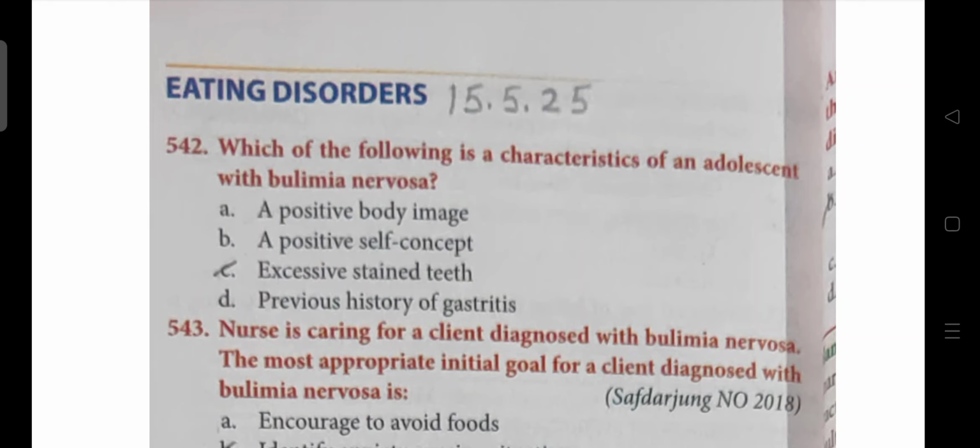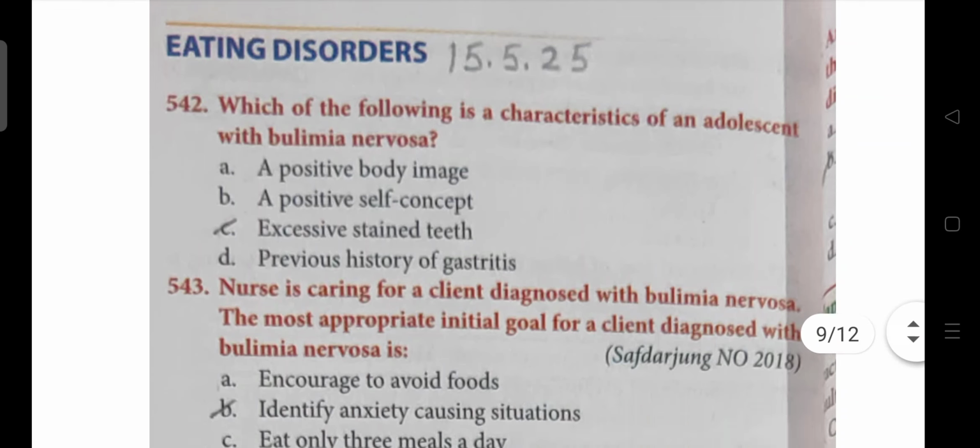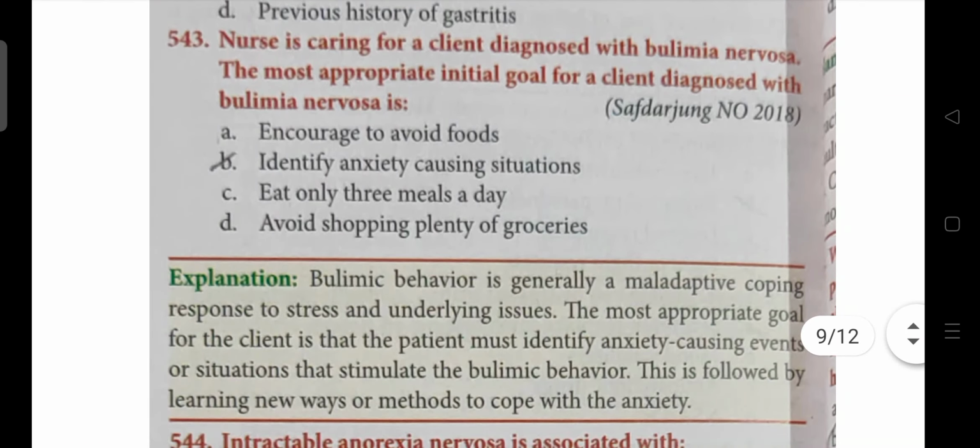অপশান সি হবে excessive strain teeth। Next, a nurse is caring for a client diagnosed with bulimia nervosa. The most appropriate initial goal for a client diagnosed with bulimia nervosa is option B হবে identify anxiety causing situation.